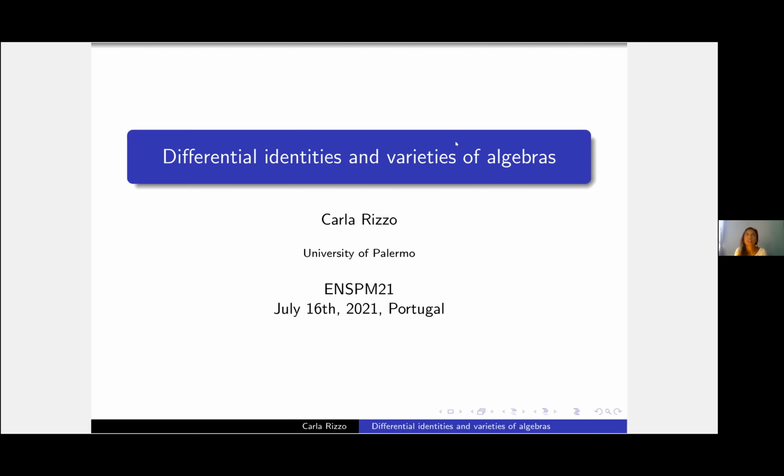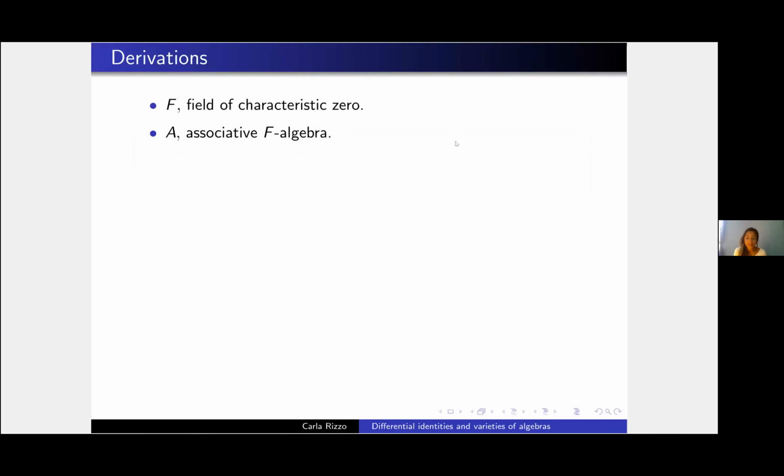In fact, in general, such identities theoretically determine the ordinary ones, and they also allow us to construct finer invariants that can be related to the ordinary one. So in this context, it is interesting to try to extend the combinatorial method of the polynomial identities for associative algebras to algebras with additional structure. So let's start by recalling what a derivation of an algebra is.